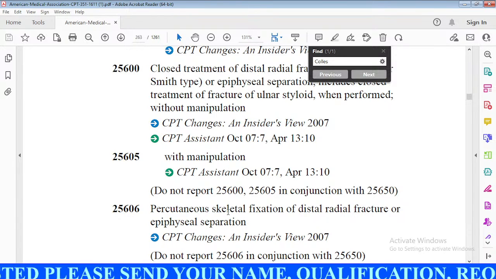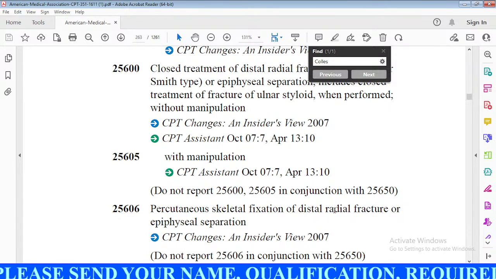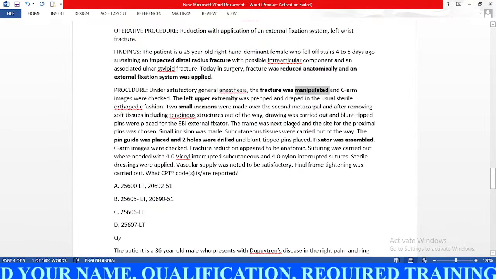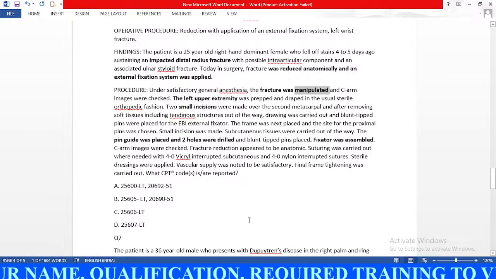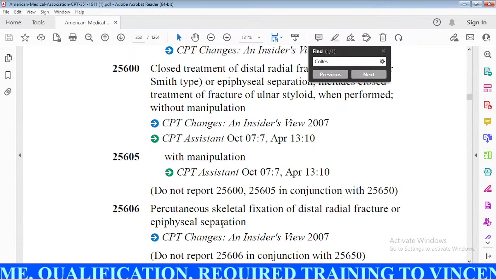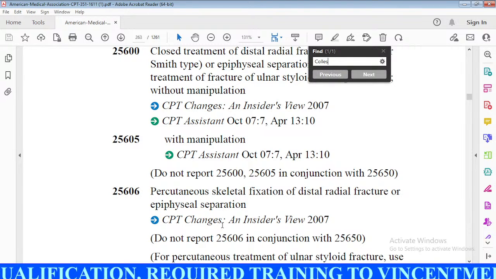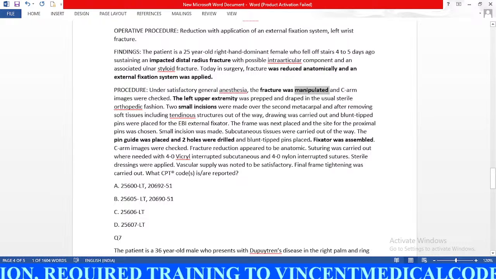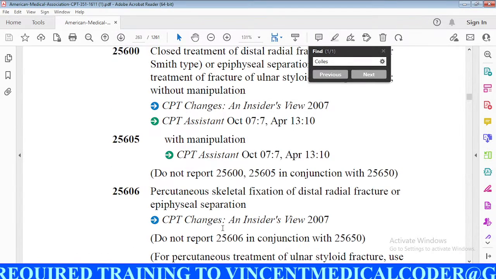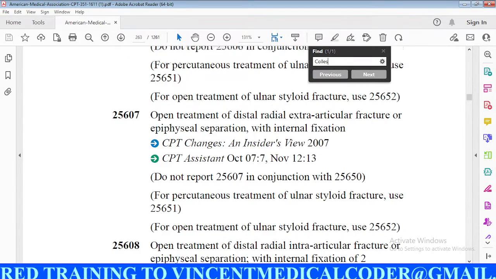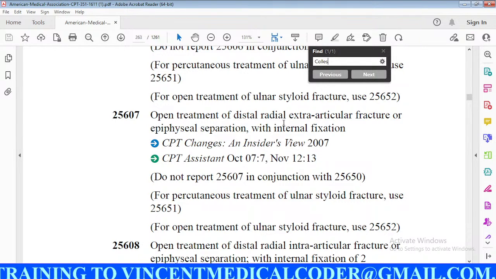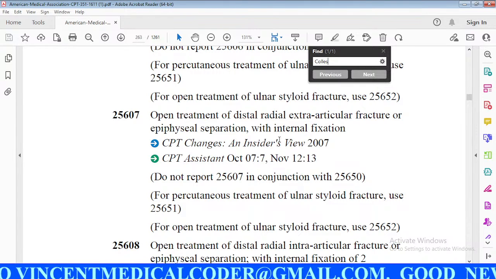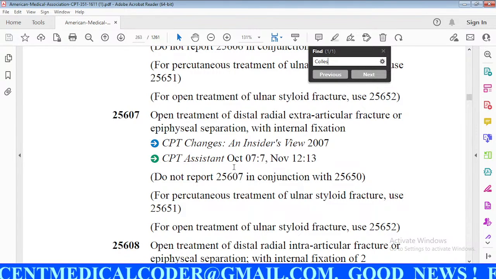So 25606 is percutaneous skeletal fixation of distal radius fracture or epiphyseal separation. But based on our question, physician has manipulated the fracture, but in 25606 there is no word related to manipulation. So 25606 is also wrong. So we will check 25607. So what is 25607? Open treatment of. So it is not open treatment. So it is reduction only. So 25607 is also wrong.